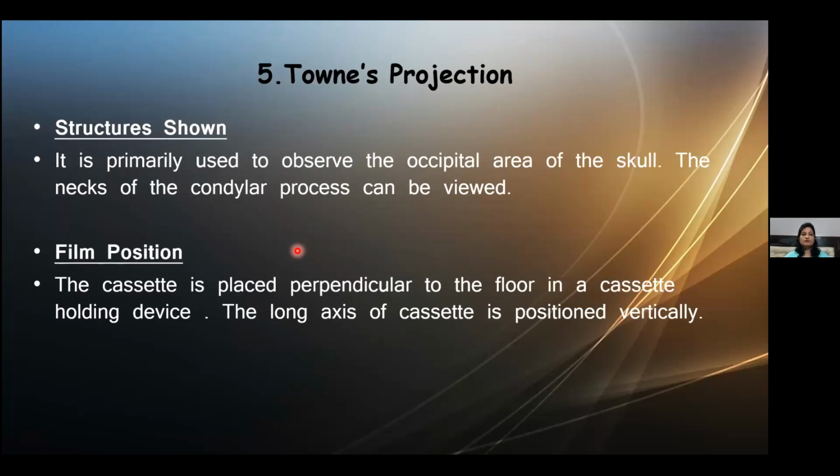So coming to the Townes projection, structures shown. Now it is opposite to the reverse Townes. Where are we placing the film in the reverse Townes? Where are we placing the film? Front of the patient. Here it is opposite, right? So it is primarily used to observe the occipital area of the skull. So this area, if I want to see, and the condyles also, right? Condyles can be viewed. So cassette is placed perpendicular to the floor in a cassette holding device and positioned vertically.